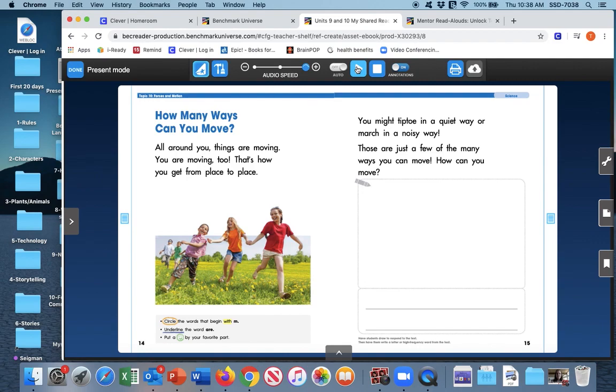If we wanted to go farther, like maybe to another city or to another state, we might get there by car, we might get there by train, by plane, bus, or even a boat. So those are some different ways that we can move. Throughout this unit, we will be seeing and reading stories about such ways to move.